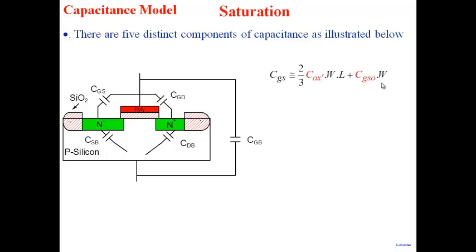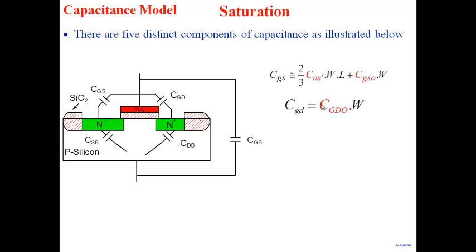This overlap capacitance is specified per unit length, and you have to multiply it by the width of the MOSFET to get this value. And the channel capacitance, as I said, is proportional to area. Now remember, we are talking about capacitances in the saturation region. The gate to drain capacitance is similar, except that the channel part doesn't contribute much. So the channel component is missing in the saturation region.